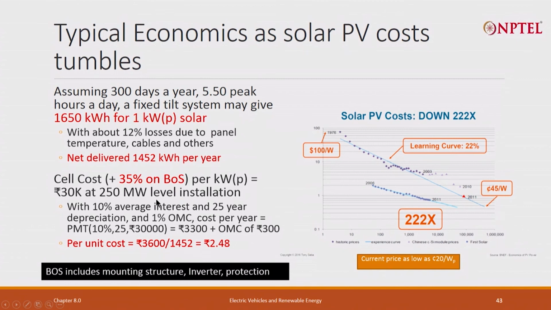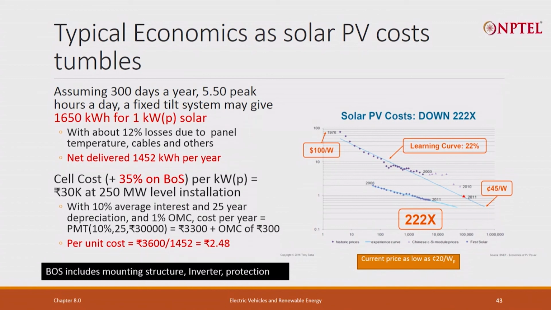Now, you assume a 10% interest rate, 25 years depreciation and 1% O&M cost, and remember the formula that we had used. Depreciation and interest combined will give you 3,300 plus 300 rupees. So, your yearly cost is 3,600 and you are going to generate 1450. So, it is around 2 rupees 48 paise per kilowatt hour. That is a typical number.